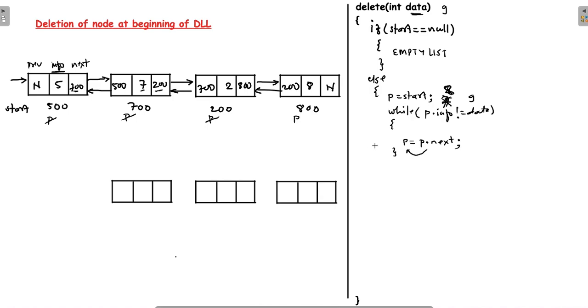So again P of next will be copied to P. What is P of next? It's null. So what is the new value of P? It is null. What does it mean? If it is null, it means the data is not present; this value 9 is not present in the list.